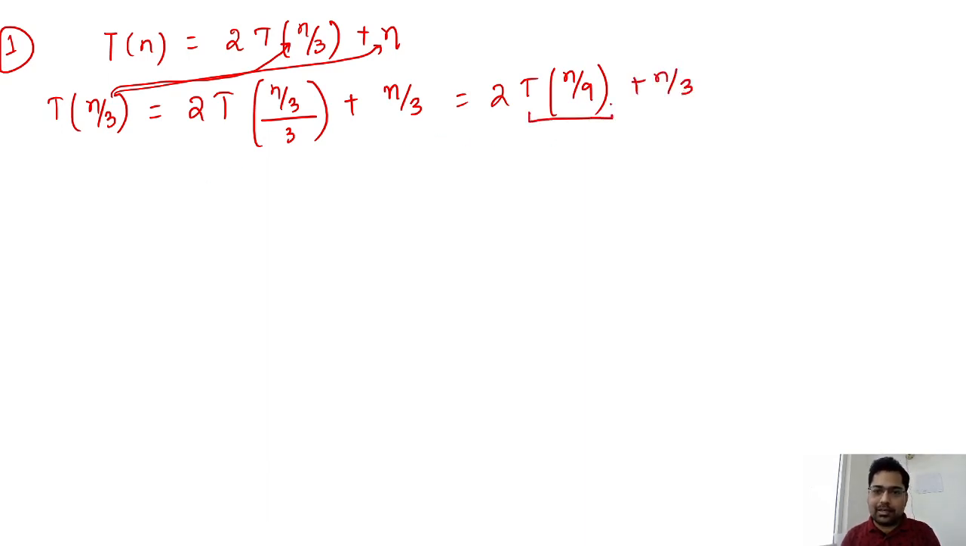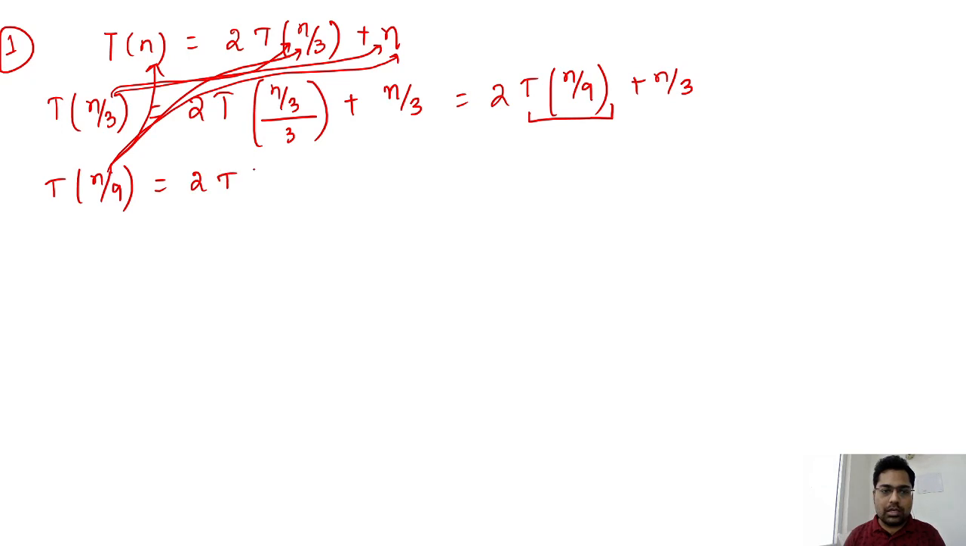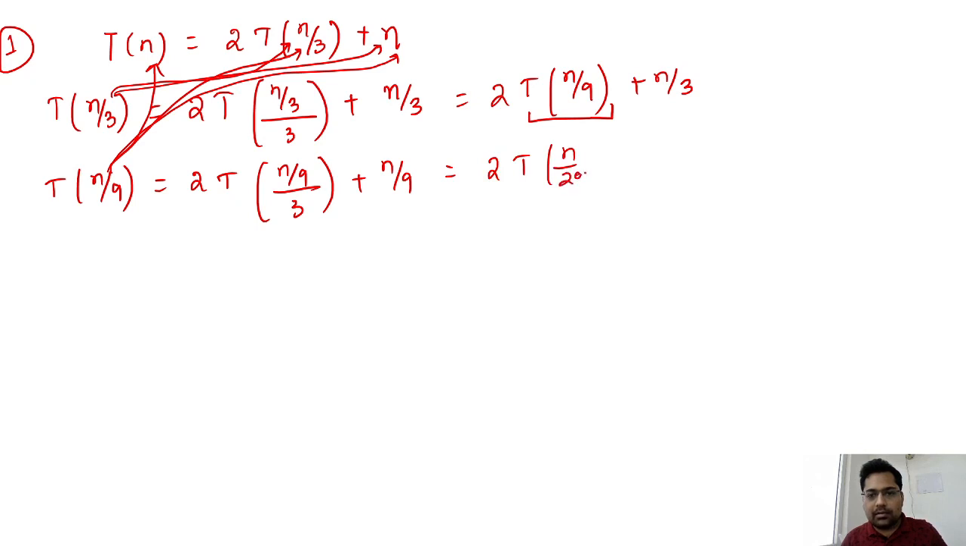Now the unknown term is T(n/9). To find T(n/9), you put this value in n, there and also there, to find a pattern first. 2T((n/9)/3) + n/9 after putting the value directly. Your target should be T(n) only, you do not focus anywhere else. Now 2T(n/27) + n/9. This is how your target should be.